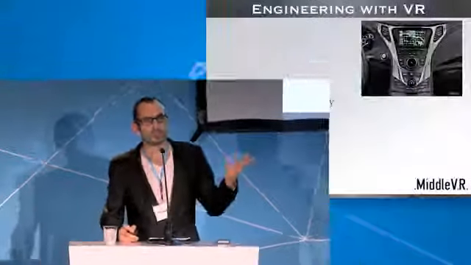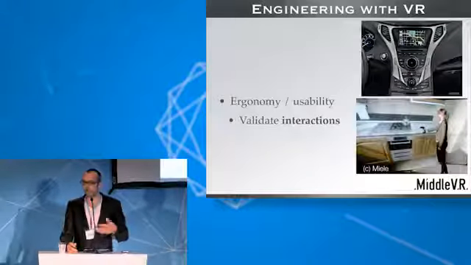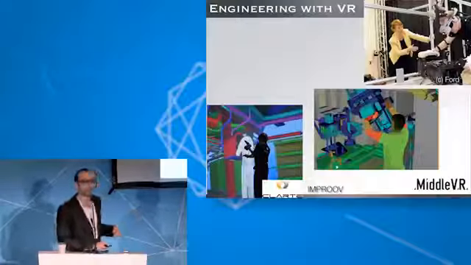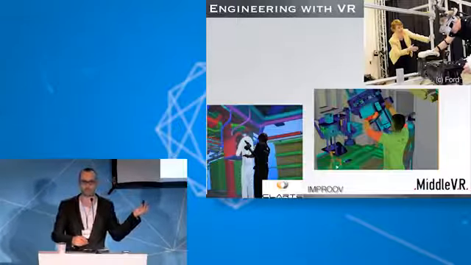Also, you can use it for ergonomy and usability testing, and you can validate the interactions between human and products. For example, if you have an onboard computer, you can test that in VR while you're driving the virtual car and see if you have a high cognitive load, are you able to change the radio station without killing yourself, for example? That's better to do that in VR. And it works not only for cars, but really for any product or environment. So that's a real application by Miel.